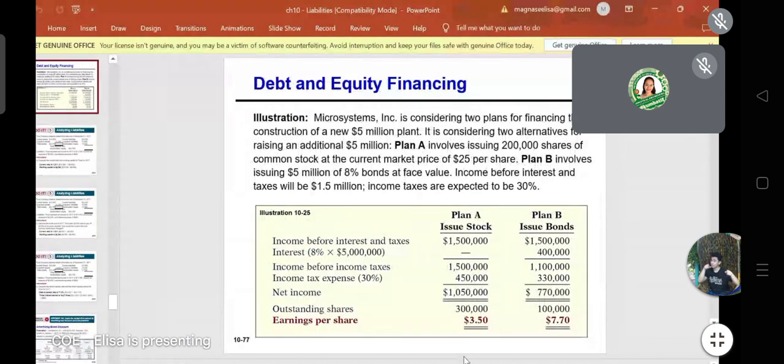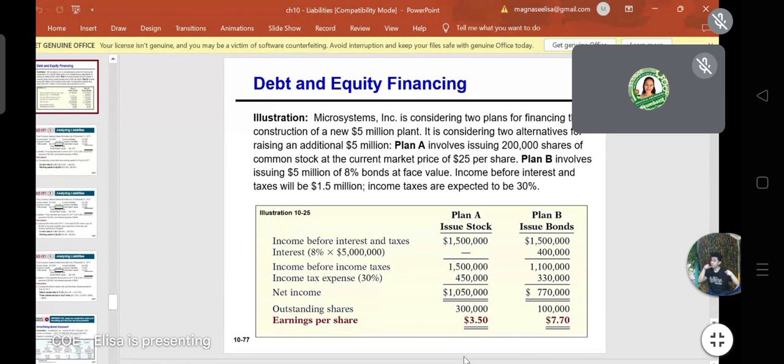So, debt and equity financing. Microsystem Inc. is considering two plans for financing the construction of a new 5 million plant. It is considering two alternatives for raising an additional 5 million. So there is a plan to expand the business, and they need to raise 5 million.